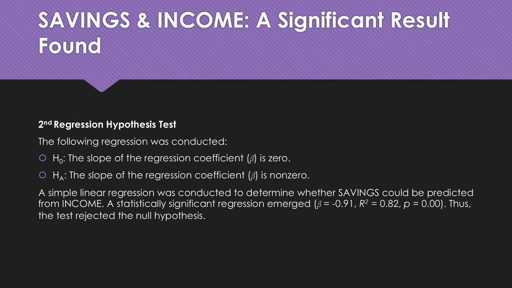When the linear regression was conducted to determine whether savings could be predicted from income, a statistically significant regression emerged where the beta was equal to negative 0.91, the r squared was equal to 0.82, and the p-value was 0.00. Thus, the test rejected the null hypothesis of the slope of regression coefficient being 0.